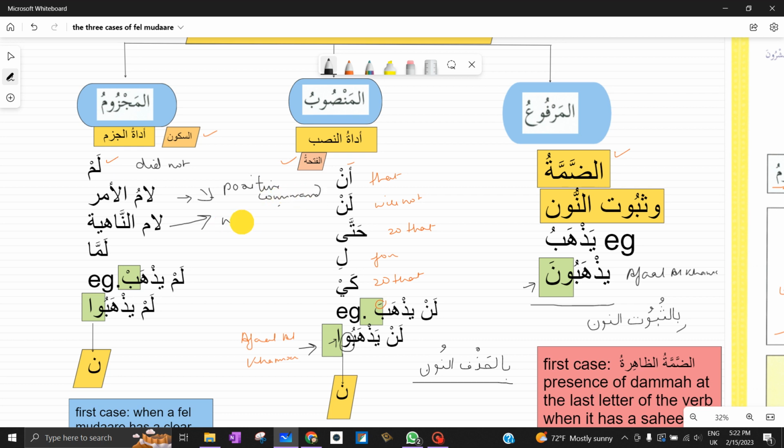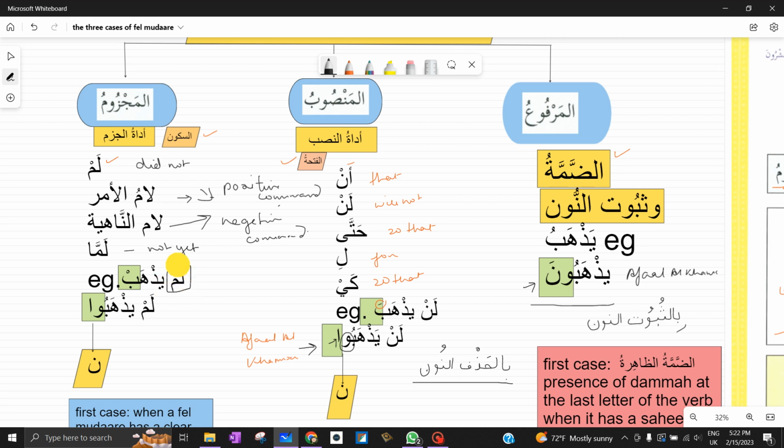And this is for negative command. Command lam nahiya. Now lamma, and lamma means not yet. So we will see in yazhab.